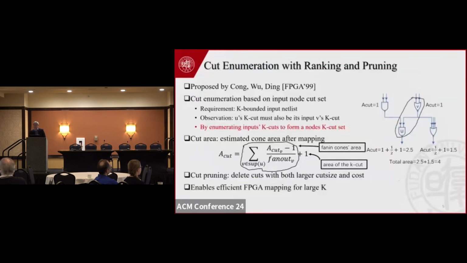Here I'll give a brief review of the cut enumeration approach, the priority cuts algorithm. Based on the observation that a node's k-cut is composed of its inputs' k-cuts, they use dynamic programming to enumerate all possible k-cuts for a netlist. They also propose an effective area based on fanout distribution and use this effective area for cut ranking and pruning. This approach enables efficient FPGA mapping for large K.